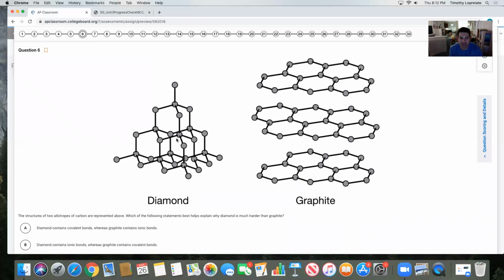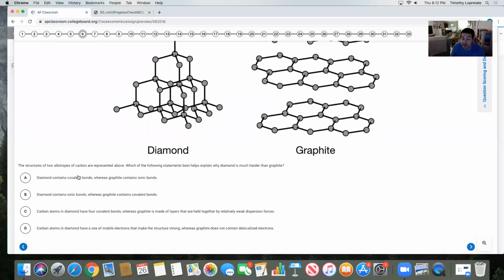Which of the following statements best helps explain why diamond is much harder than graphite? All right, it's much harder. Choice A: diamond contains covalent bonds, where graphite contains ionic bonds. That's incredibly inaccurate. Come on.